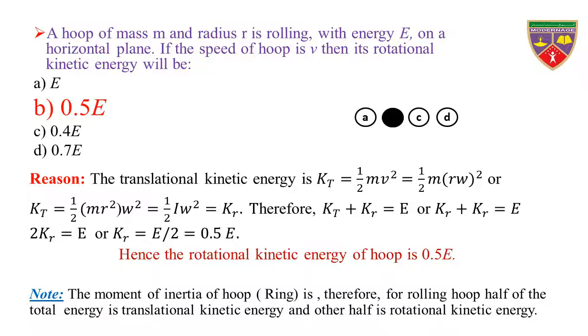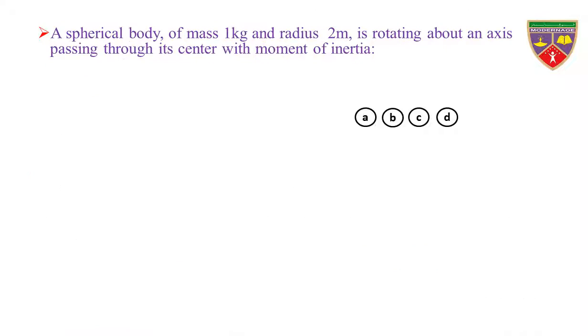Note: for a rolling hoop, which is also a ring, half of the total energy is translational kinetic energy and the other half is rotational kinetic energy.